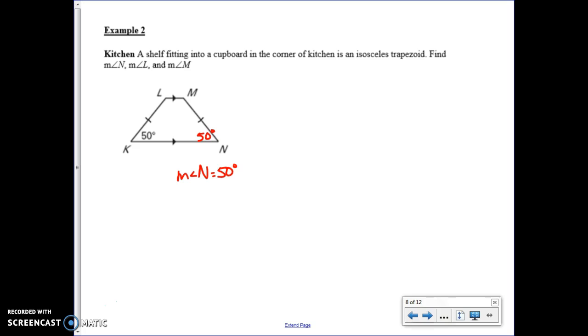Now what I want you to notice is if I'm looking at angles L and K, I have two parallel lines cut by a transversal. If this is 50, notice I have consecutive interior angles.